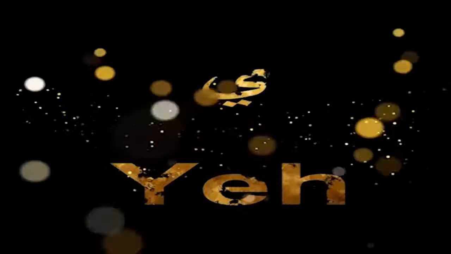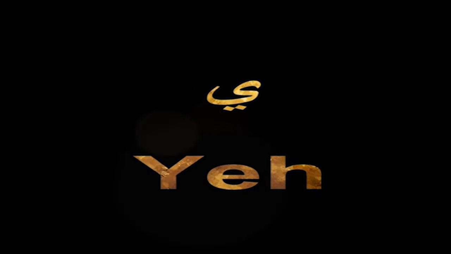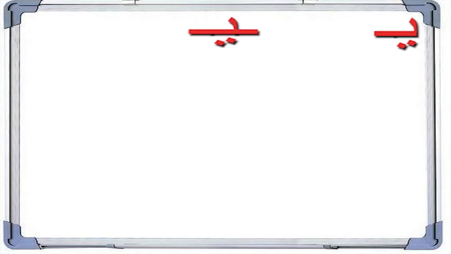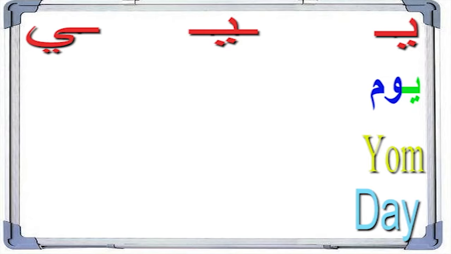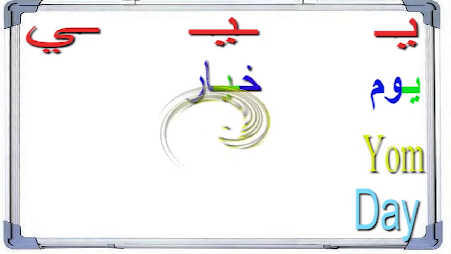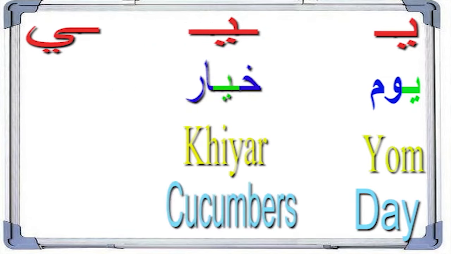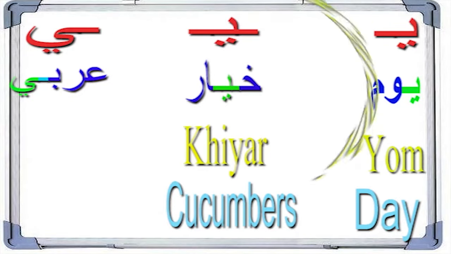Ye. Ye in the beginning. Ye in the middle. Ye at the end. Example words: يوم, خيار, عربي.